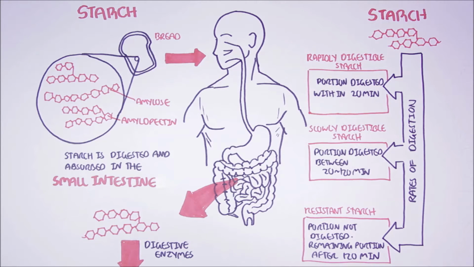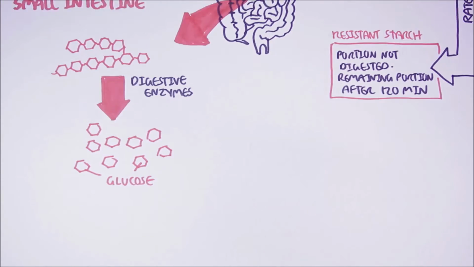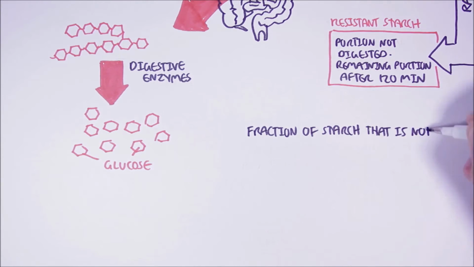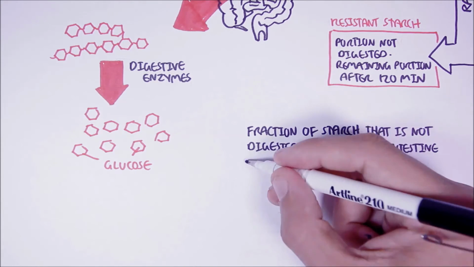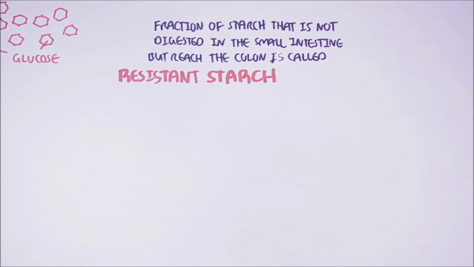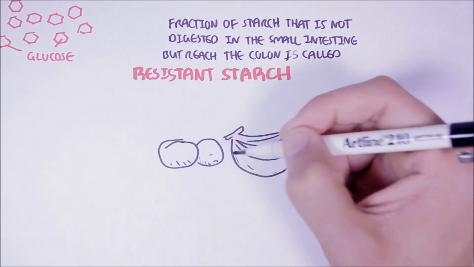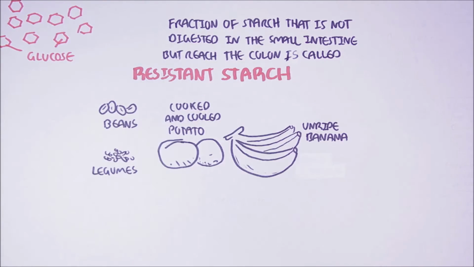Let us now focus on resistant starch. A better way to define resistant starch is the fraction of starch that is not digested in the small intestine but reaches the colon. Examples of foods that are high in resistant starch include unripe bananas, cooked and cooled potatoes, beans, and legumes.